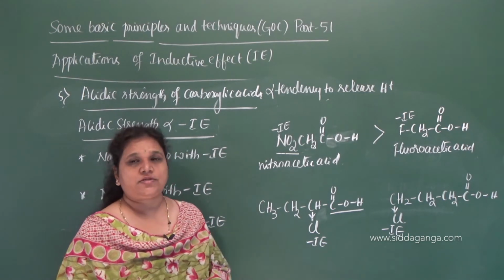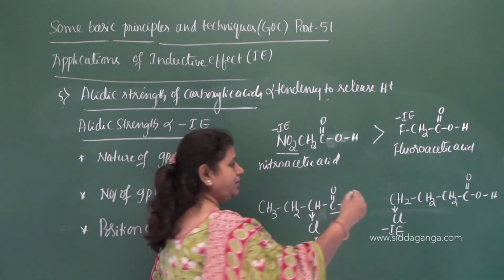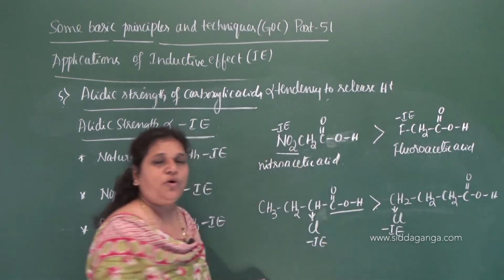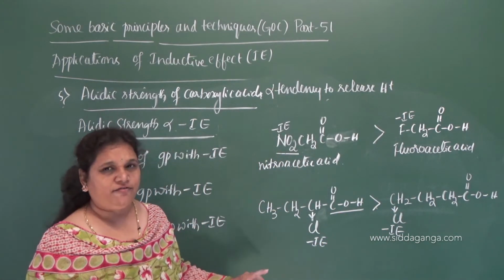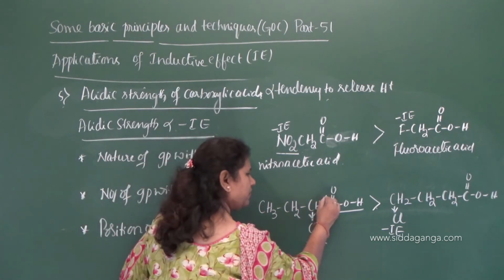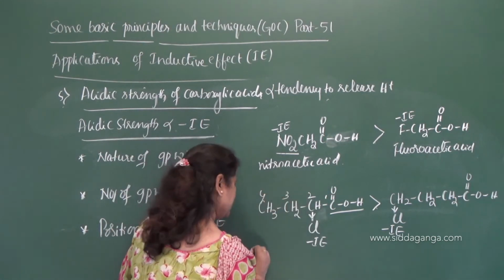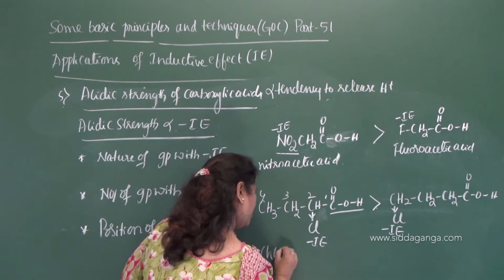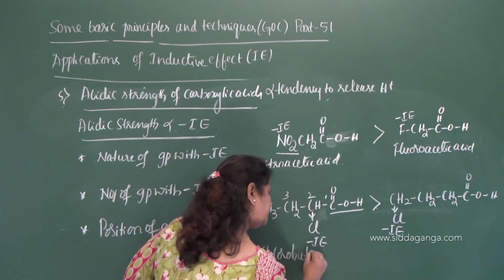Therefore the acidic strength decreases. Therefore this acid is more acidic compared to that. What is the name? This is 1, 2, 3, 4. This is 2-chloro-butanoic acid.